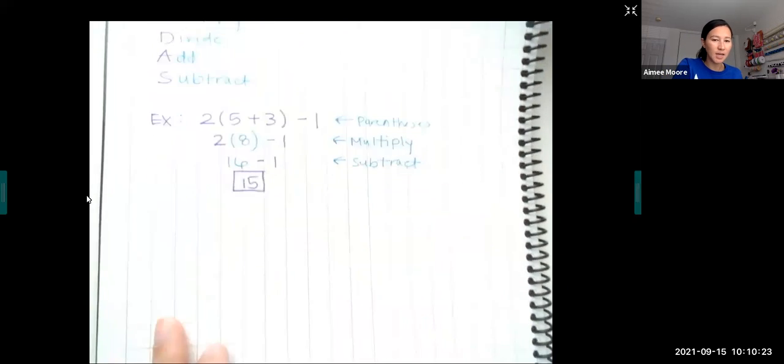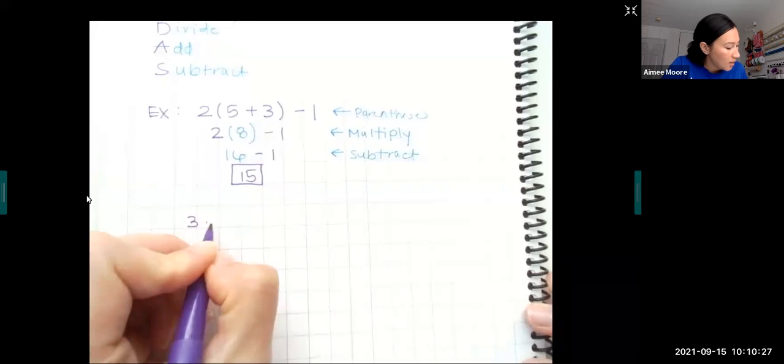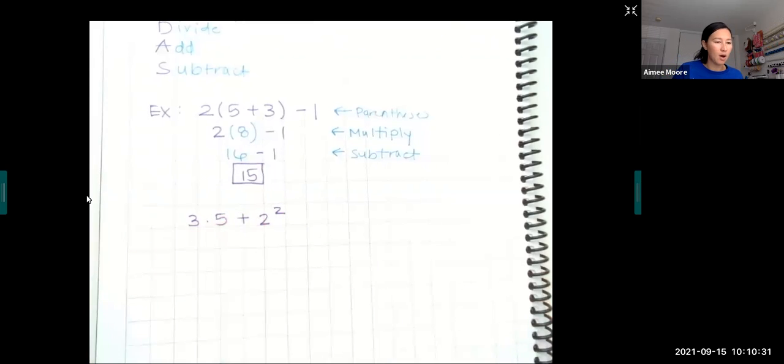All right, let's do a second example. We have 3 times 5 plus 2 to the second power. So let's start at the top. Are there any parentheses?